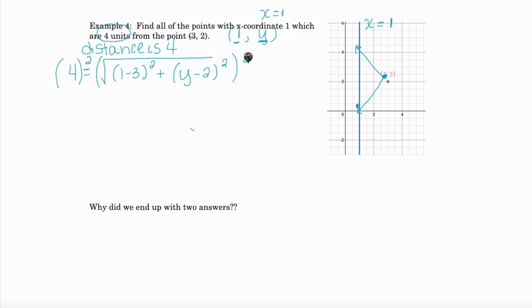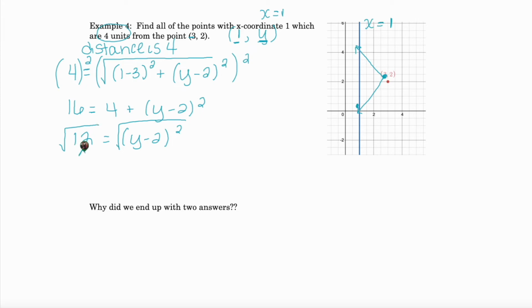Now I have 16 is equal to... Oops, the square root's gone. 1 minus 3 squared, that'd be negative 2 squared is 4, plus y minus 2 squared. Now we'll continue solving for y. I can subtract 4 from both sides such that 12 is equal to y minus 2 squared. I need to take the square root of both sides.